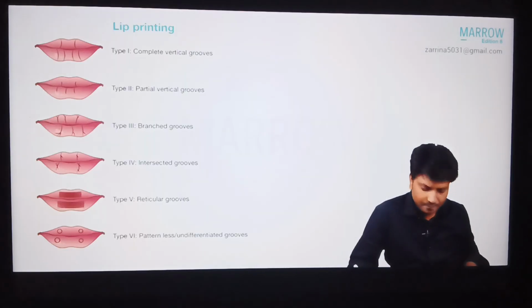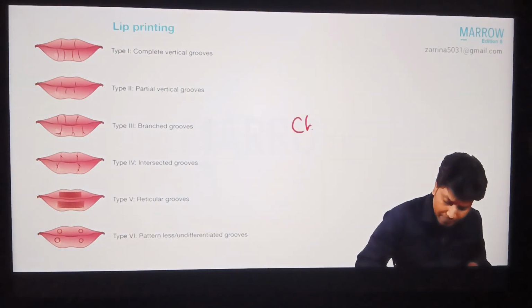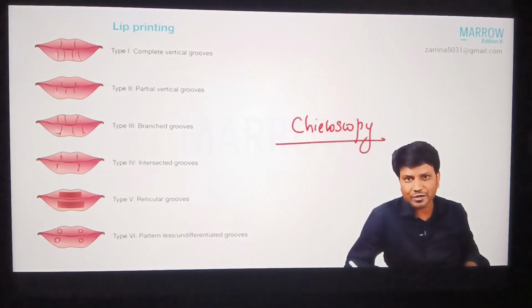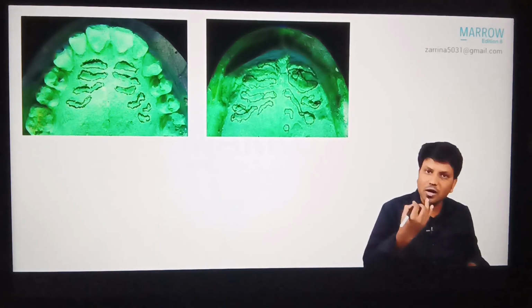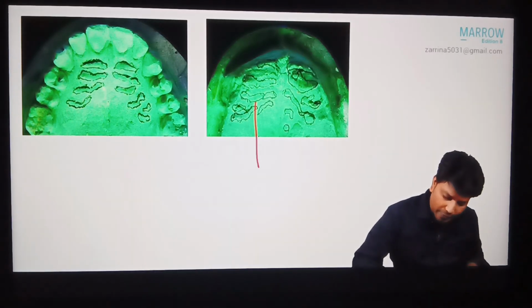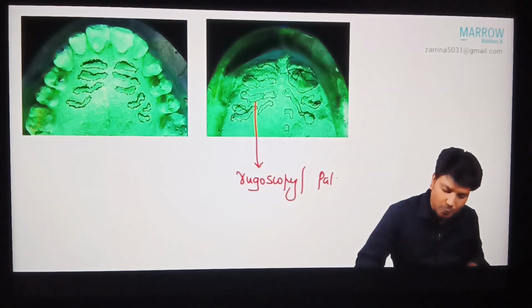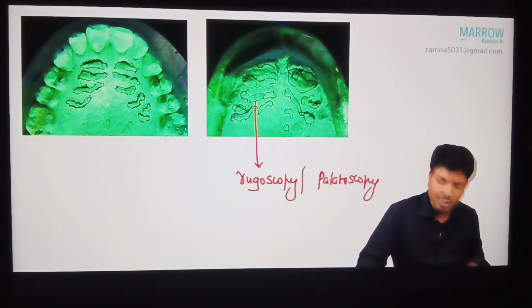This is another method. Lip printing, we call it chiloscopy. We have a classification called Suzuki's classification. There is another method available, that is from the hard palate. Right? We have to study the rugae. When you are studying the rugae, this is called rugoscopy, otherwise called palatoscopy. This is called rugoscopy, also called palatoscopy.